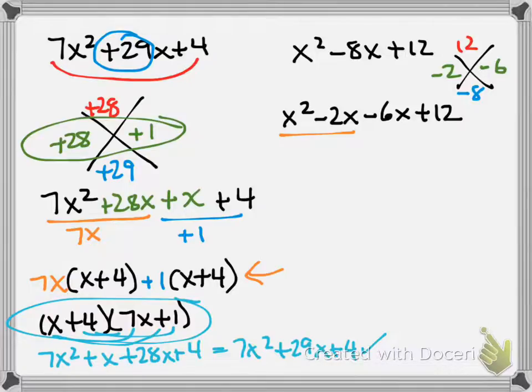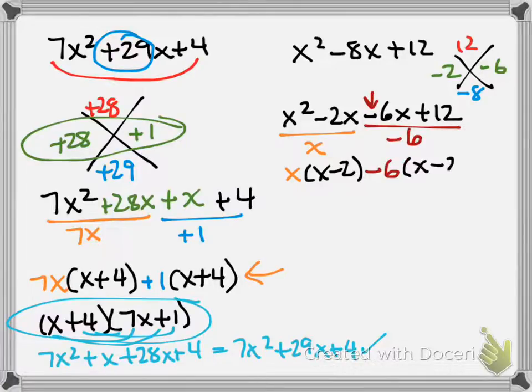Oh, yeah. So here they have an x in common, and that gives you x minus 2. Here we have to be cautious, remember? There's a negative here, so we have to pull out a negative and a 6. And that gives me x minus 2. So my answer is x minus 2 times x minus 6.